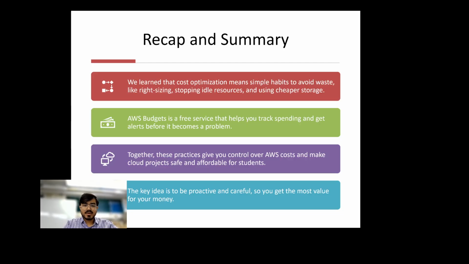So let's see a recap and summary of what we learned. Cost optimization means avoiding waste with simple habits like stopping idle resources, right sizing, and using cheaper storage. Then AWS Budgets helps you set limits and get alerts before you overspend. Together, these practices keep your AWS account affordable and safe for experiments. So the main idea is to be proactive with good habits and be safe with budget alerts.